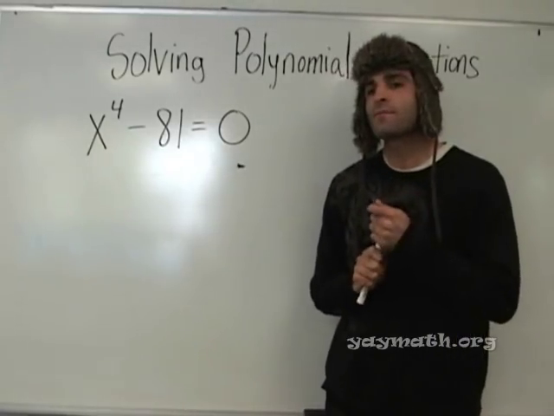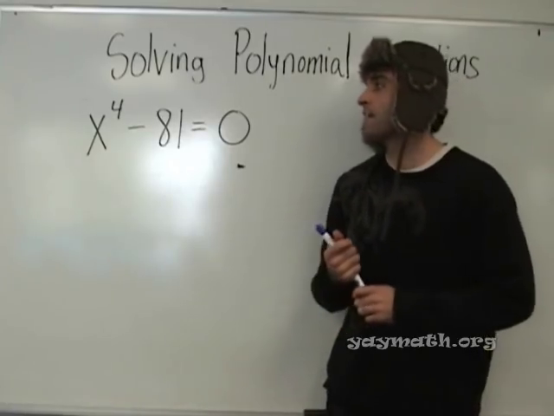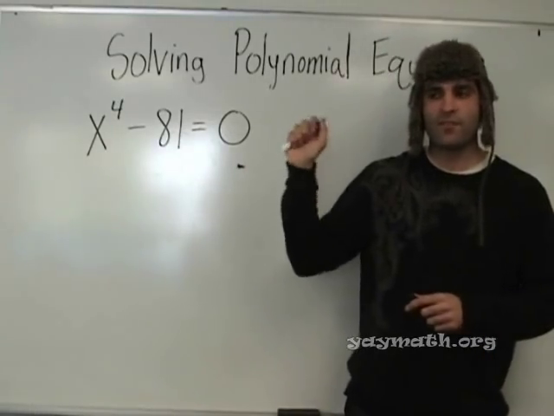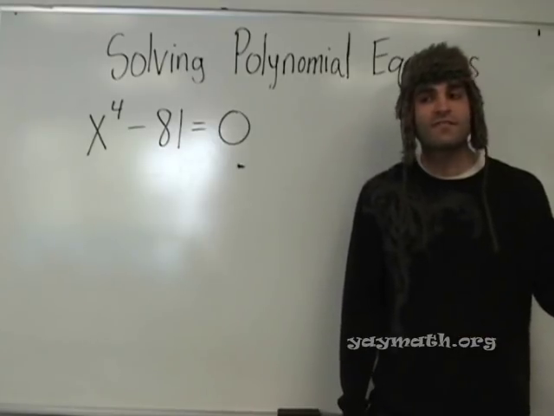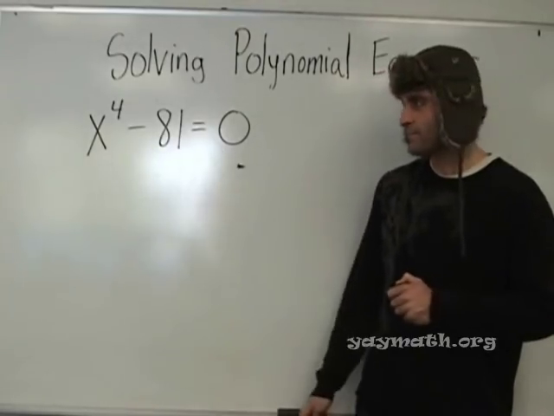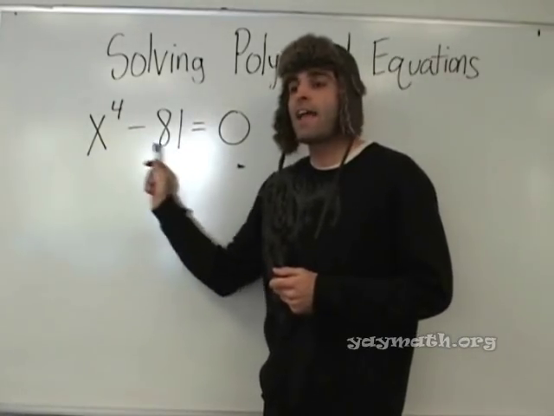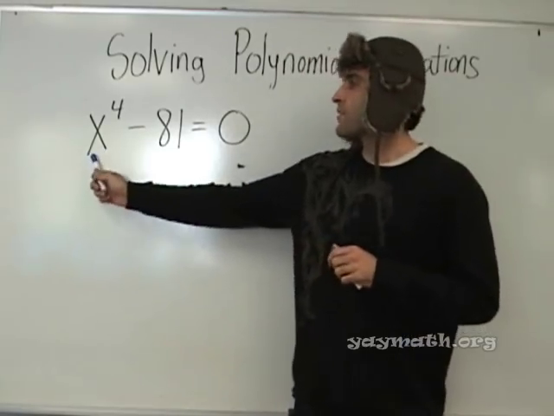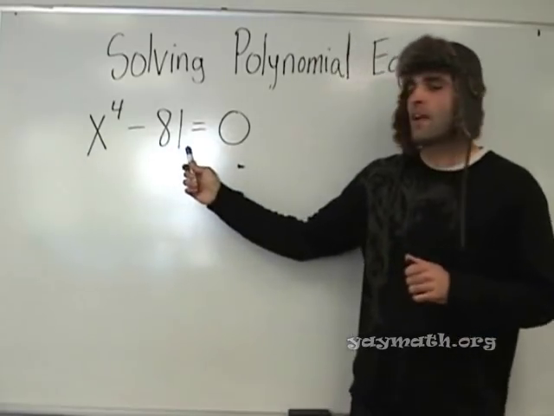How many terms do we have here? 2. Is there a greatest common factor? No, so we skip that step. Now, if we have 2 terms, this could classify as what type of factoring problem? Difference of squares. That's right. What are the perfect squares? 9 is here, and x squared. So the square root of this is x squared, and of this is 9.